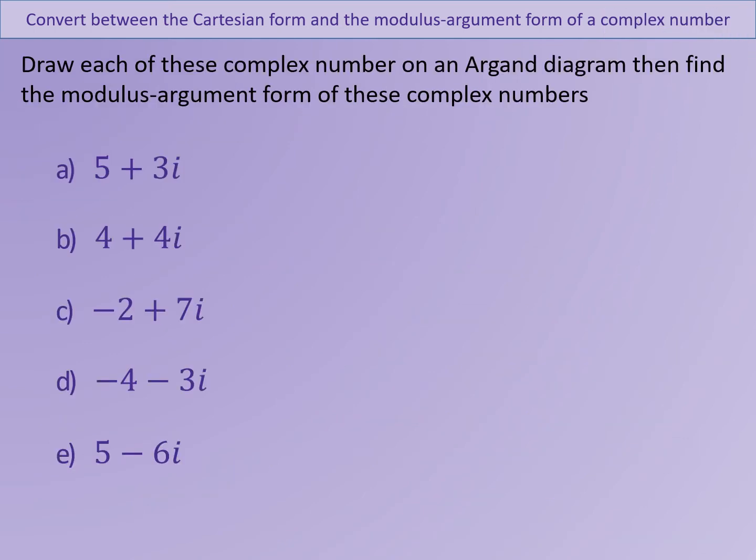So finally, here are 5 complex numbers in Cartesian form. I'd like you to draw a sketch for each one showing where they would be on the Argand diagram and then convert them into modulus argument form using Pythagoras and trigonometry. And then finally write each of the 5 complex numbers in the form r bracket cos theta plus i sin theta.